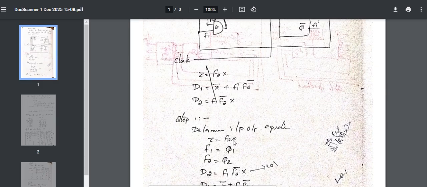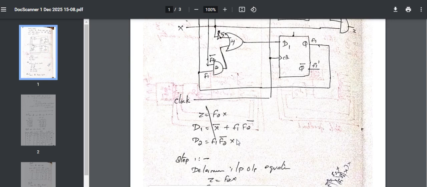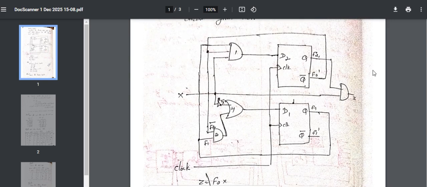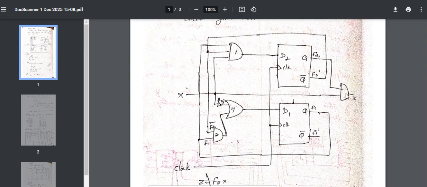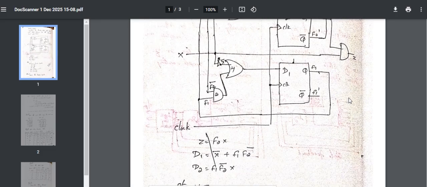So Z equal to X, this is nothing but from the diagram. You can see here in this diagram, Z is connected to an AND gate. The AND gate is connected to X and F2. So the output is equal to F2 X.